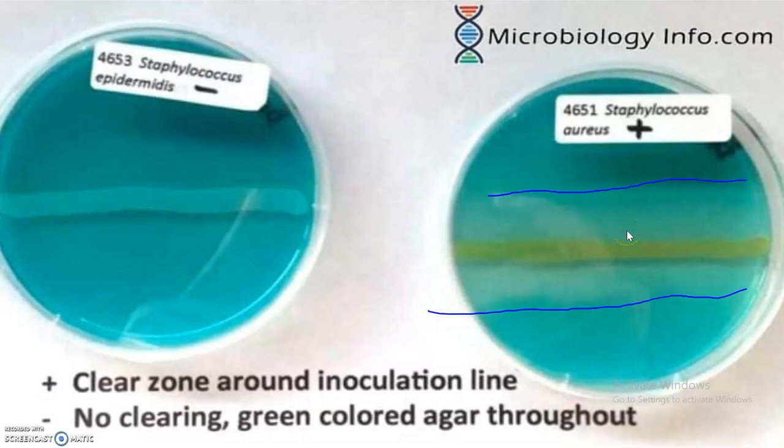This test is also used to differentiate Staphylococcus aureus from its other species, as is the coagulase test. As you know, the coagulase test is also used to differentiate Staphylococcus aureus from other Staphylococcus species. So you can use any of these tests to differentiate Staphylococcus aureus from other Staphylococcus species.